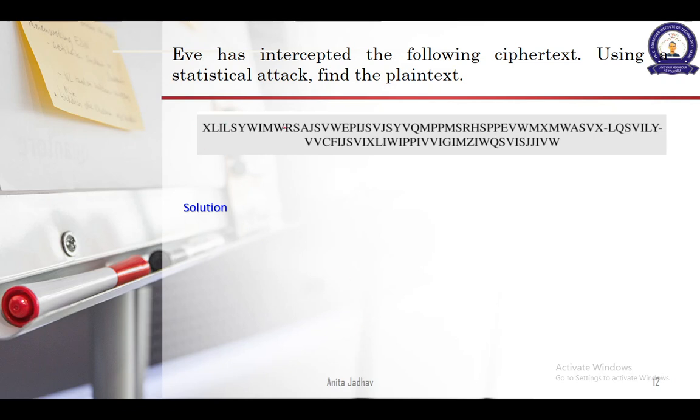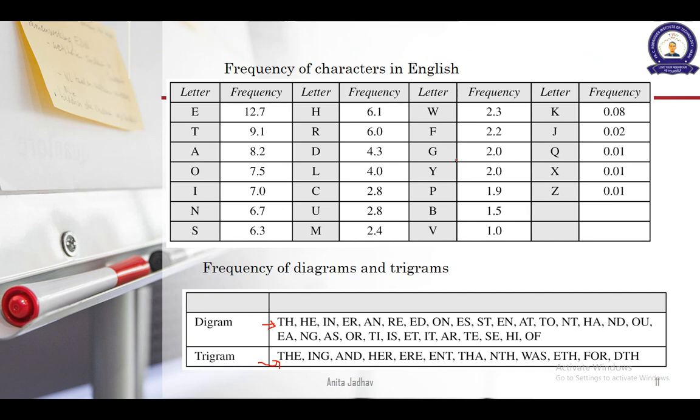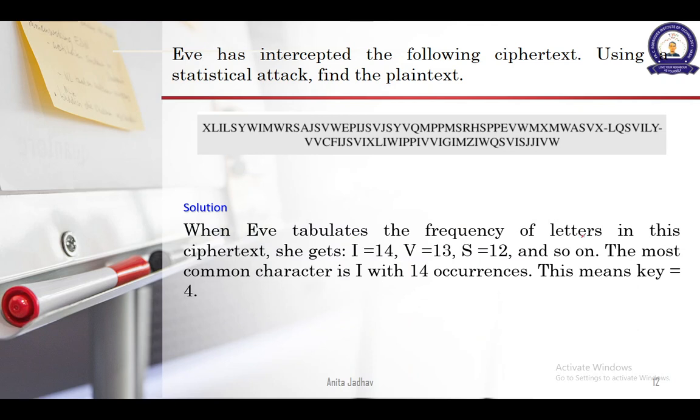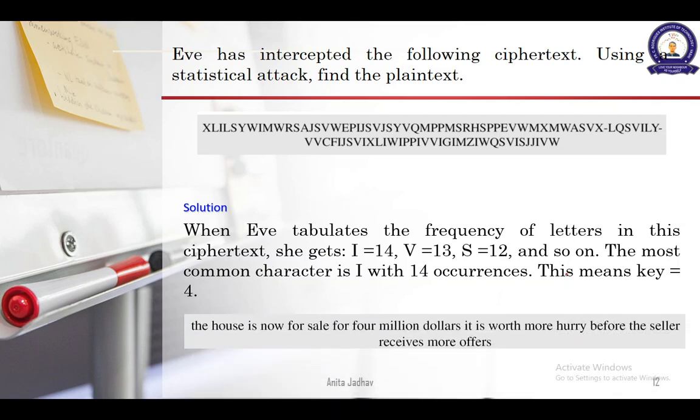Now when you see this particular ciphertext, which is written in capitals, the first thing is there is no space. This you should always remember. So you find out the frequency of each letter in this ciphertext. You write down the frequency, and then you try to map it with the table which is given here for the English language. So the solution will be, you tabulate the frequency: I is equal to 14, V is equal to 13, and then you replace. Once you do that, you can have this as a plain text.